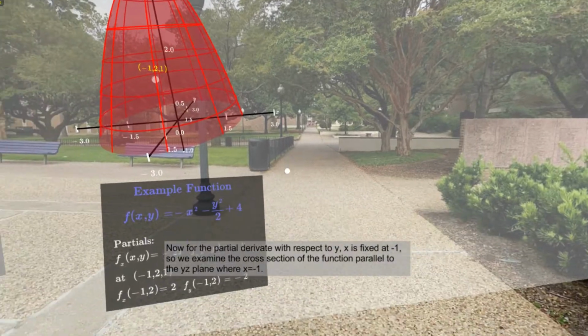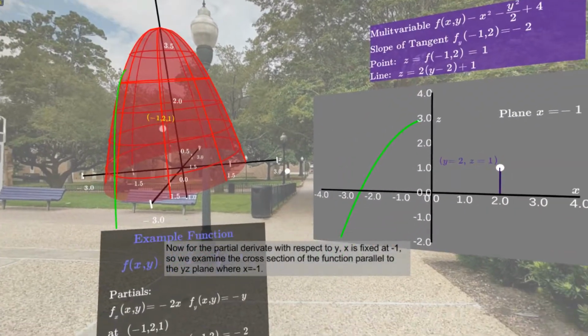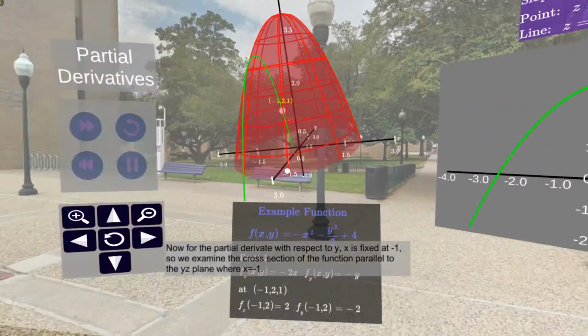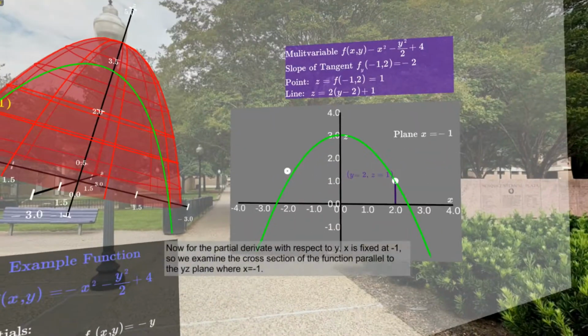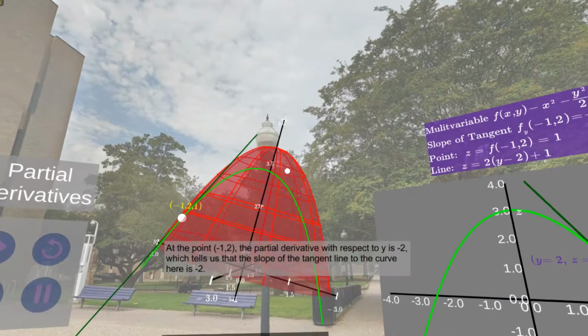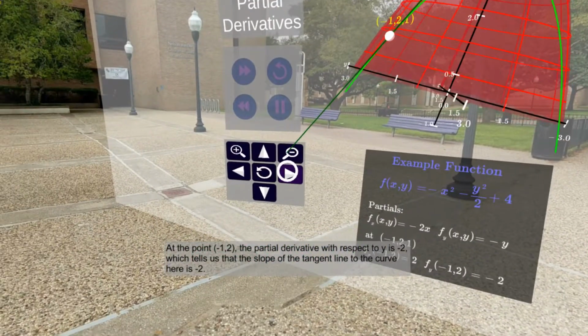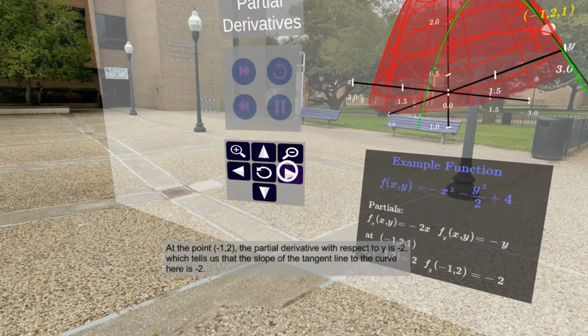Now for the partial derivative with respect to y. X is fixed at negative 1, so we examine the cross-section of the function parallel to the yz plane where x equals negative 1. At the point negative 1, 2, the partial derivative with respect to y is negative 2, which tells us that the slope of the tangent line to the curve here is negative 2.